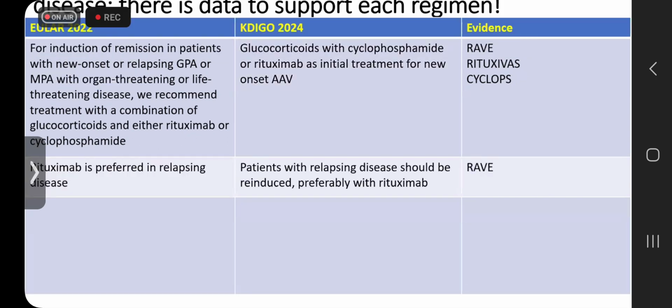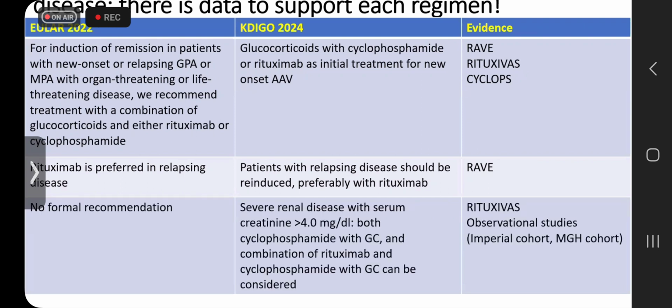Now, for relapsing disease, EULAR 2022 and KDIGO 2024 both recommend rituximab as the preferred agent, and the data for this comes from the RAVE trial. And in the cohort of patients that have severe presentations, serum creatinine greater than 4 milligrams per deciliter, there is no recommendation from EULAR formally, but KDIGO 2024 recommends using either cyclophosphamide with glucocorticoids, or you can consider using a combination of cyclophosphamide and rituximab with glucocorticoids. And the evidence for this comes from the RITUXVAS trial and some observational studies.